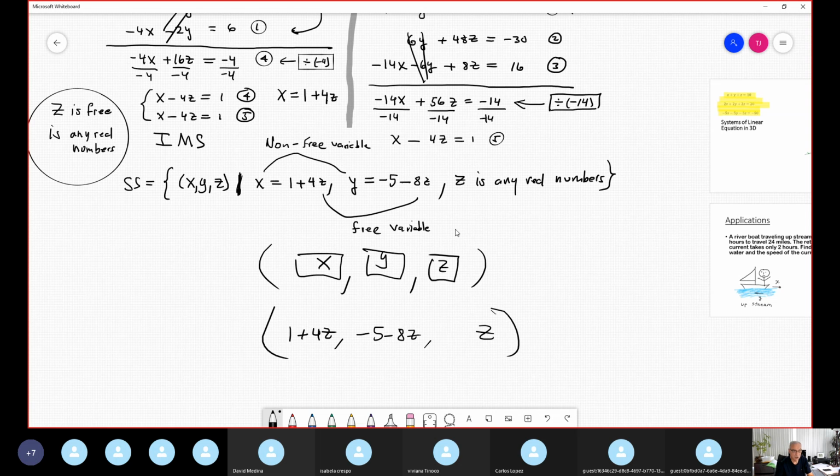It's a line. How do you know it's a line? Because you have one free variable. So it's a line. And a line in 3D is one object that contains one dimension. That is the reason that we have one free variable. Make sense?